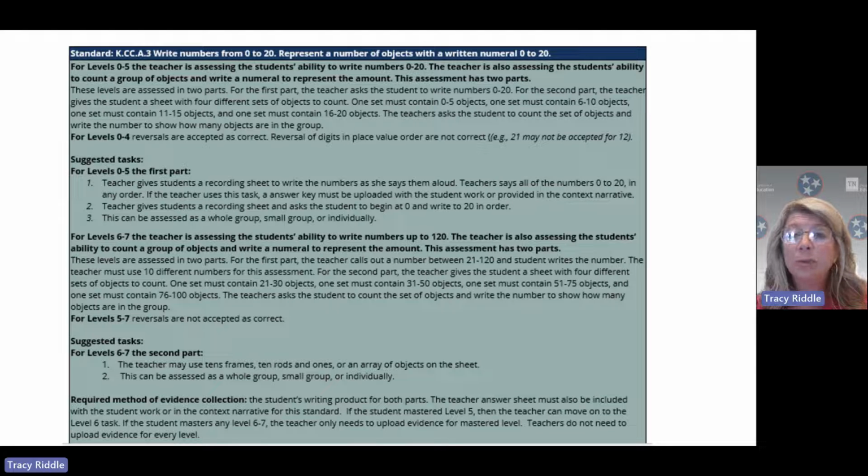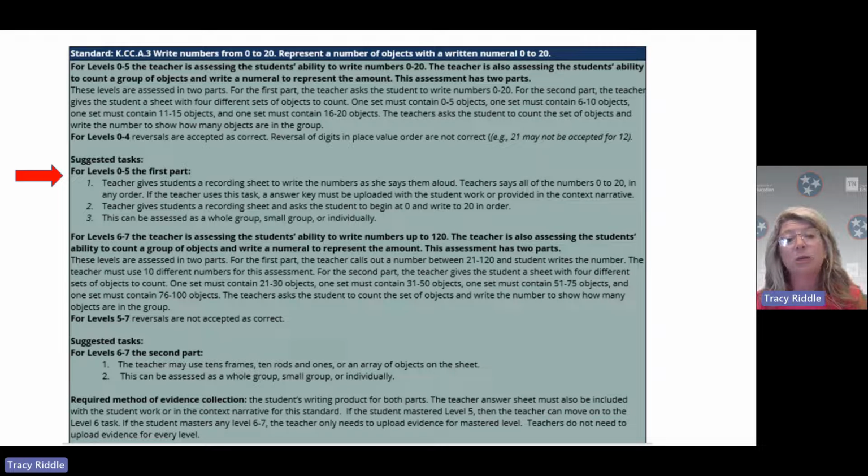There must be two assessments for this standard. For the first part, the teacher can ask the student to start with 0 and write to 20, or the teacher can say a number from 0 to 20 in any order and have the student write that number. If you choose to say a number from 0 to 20 and the students write the number, be sure to upload an answer key with the student's writing product. You must also be sure that you have included all of the numbers from 0 to 20.